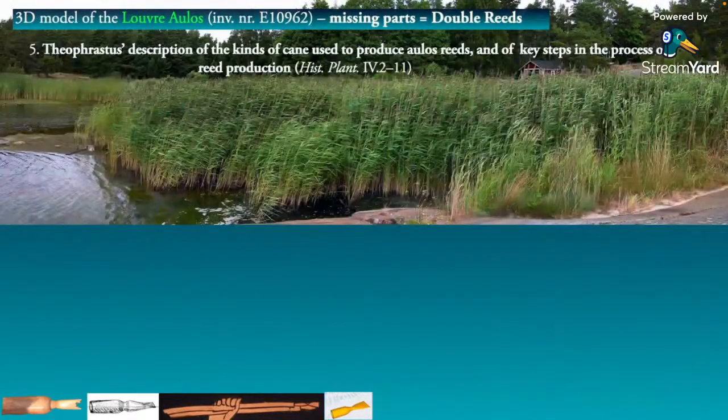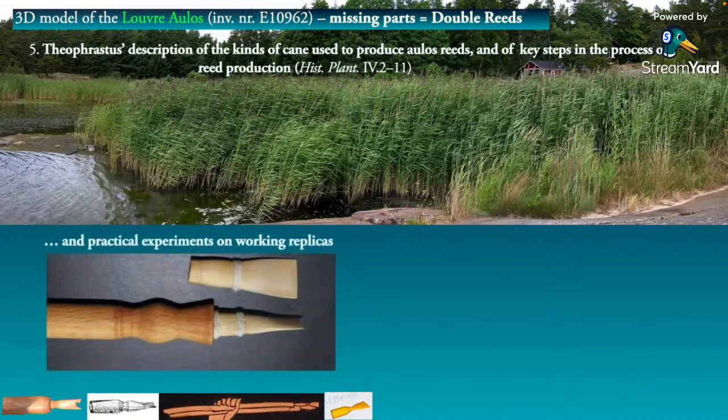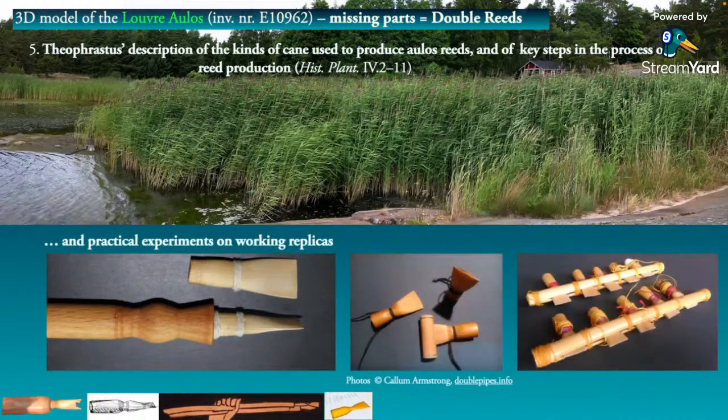Then the fifth and final group of evidence is an extended passage by Theophrastus that describes the particular features and growth patterns of the type of reed cane that the Greeks used to produce ancient reeds. Theophrastus also very helpfully describes some key steps in the process of reed manufacture, which is very complex. This evidence has been really essential for practical experiments on working replicas of ancient instruments.